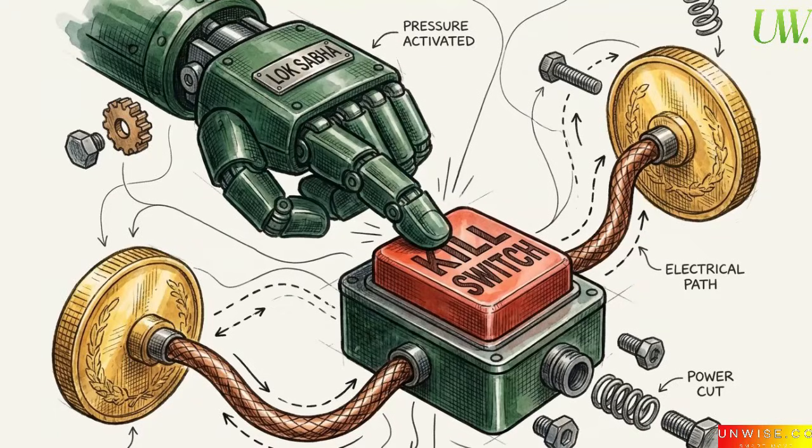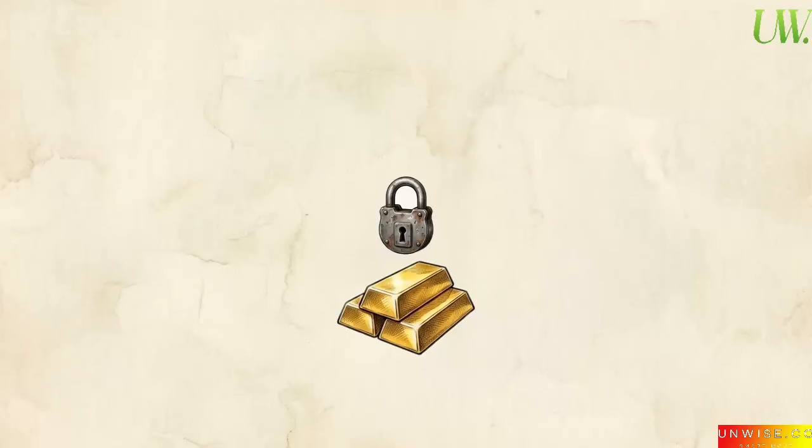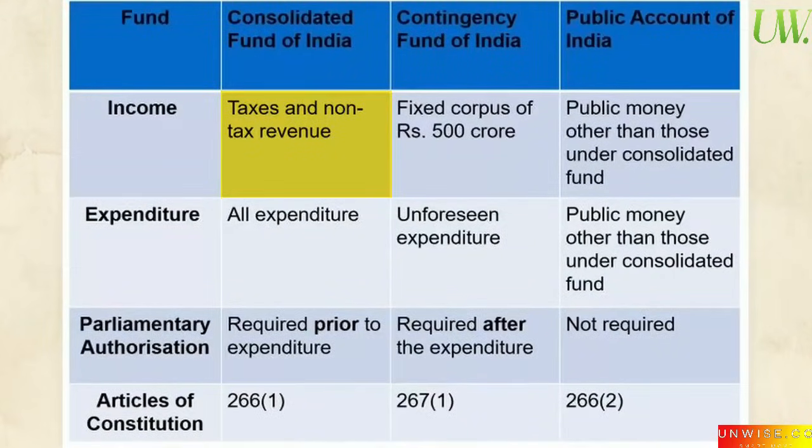government's daily operation. The financial architecture is built on a single, uncompromising rule: no tax can be levied and no money can be spent without the explicit authority of law. This table breaks down the three constitutional funds managing India's money. The primary reservoir is the Consolidated Fund of India, established under Article 266, which absorbs all taxes, revenues, and loans raised by the government. The withdrawal criteria for this fund are absolute. Parliamentary authorization is required prior to a single rupee being spent by the executive branch.